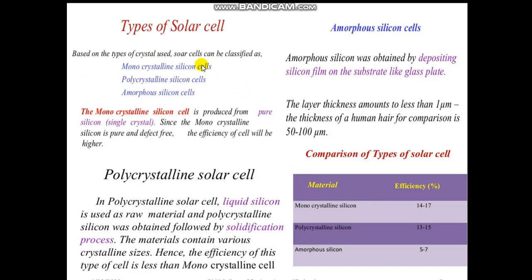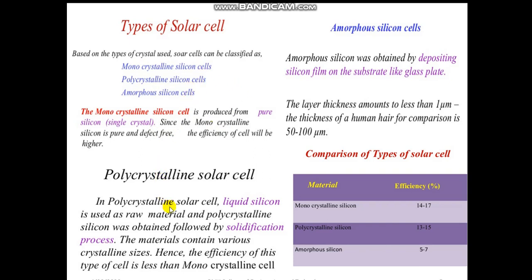In the next slides we will discuss the types of solar cells. There are three types based on the crystals used for making the solar cell: monocrystalline silicon cells, polycrystalline silicon cells, and amorphous silicon cells. In monocrystalline silicon cells, as the name says, a single silicon crystal is used. It is a pure form of silicon, more defect free, and its efficiency is high compared with the other two.